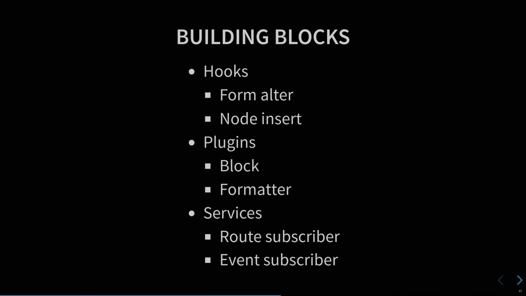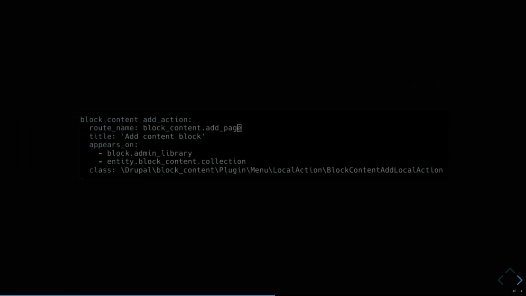We've covered the form alter hook, talked a little bit about the node insert hook, plugins. We had a plugin that was specifically better exposed filter module, but more common ones are block plugins and formatter plugins, like field formatters. And then services, like route subscriber and event subscriber, are very common ways to plug in. And sometimes you don't need anything. You just have a single YAML file to add a route.